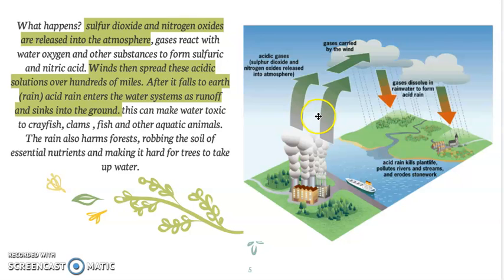Winds then spread these acidic solutions over hundreds of miles, and after it falls to Earth, which is rain right here, it enters the water system as runoff right here, and it sinks into the ground. Right here, it's already sunken because it's already hurting. Now I'm going to show why it is bad, with examples of the results.